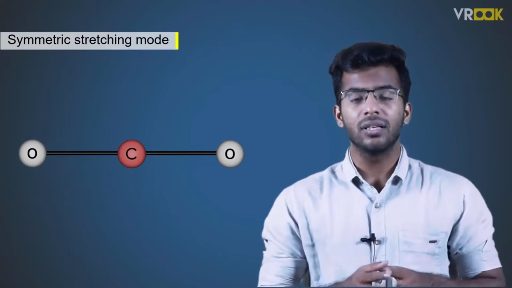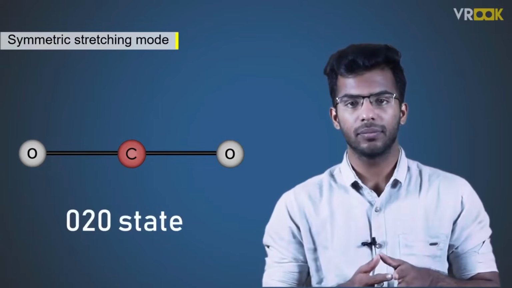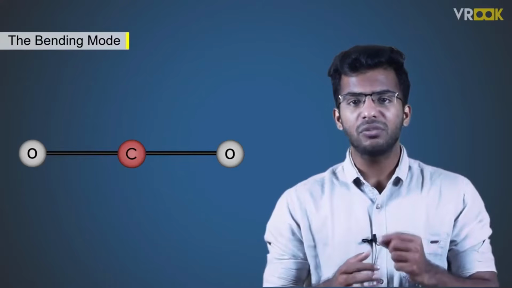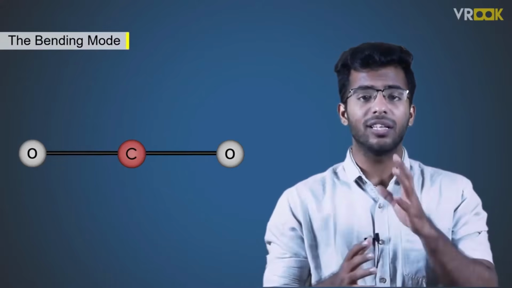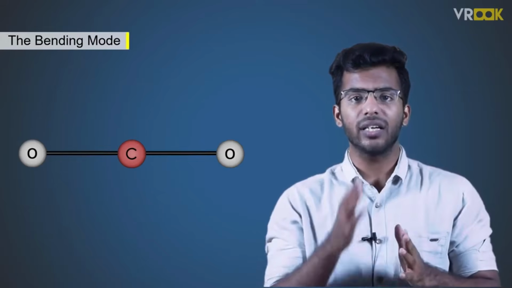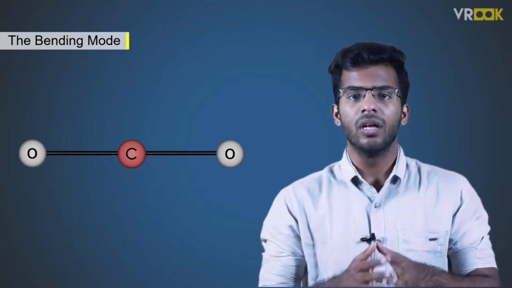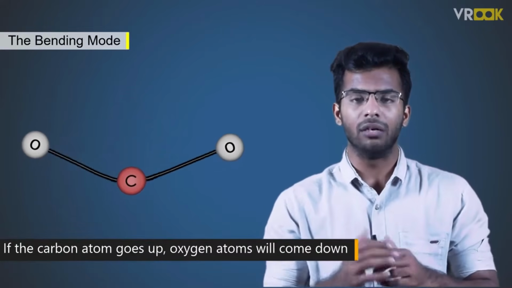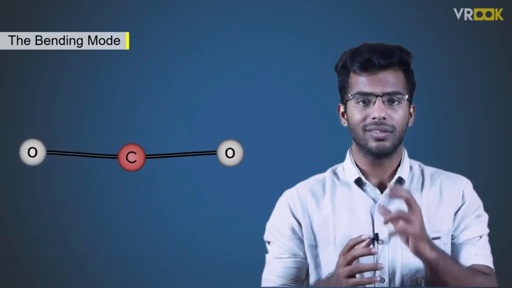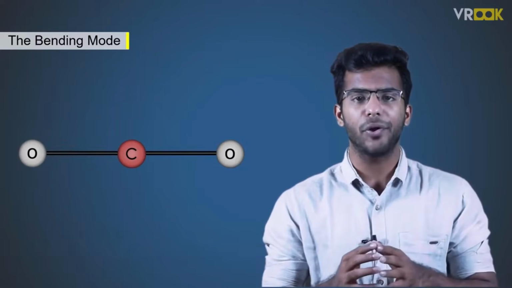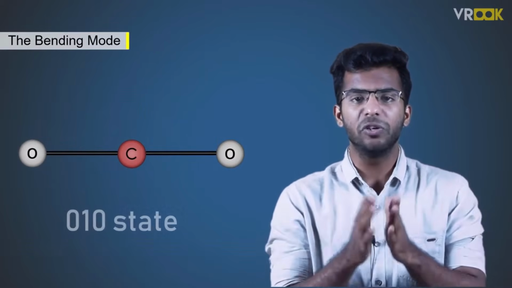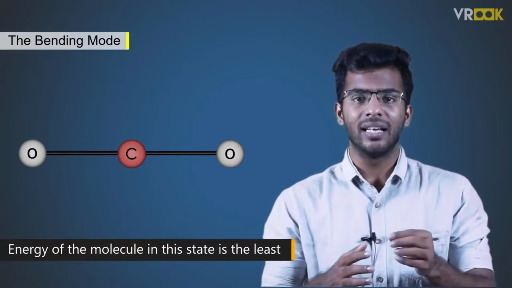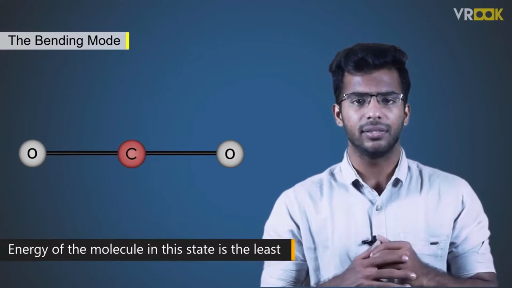It is denoted as 0 to 0 state. Moving on to the next mode, the bending mode. In this mode, all the atoms, including the carbon atom, will oscillate in the perpendicular direction. If the carbon atom goes up, oxygen atoms will come down and vice versa. So, this is the bending mode of carbon dioxide and referred to as 010 state. The energy of the molecules in this state is the least among the three states.